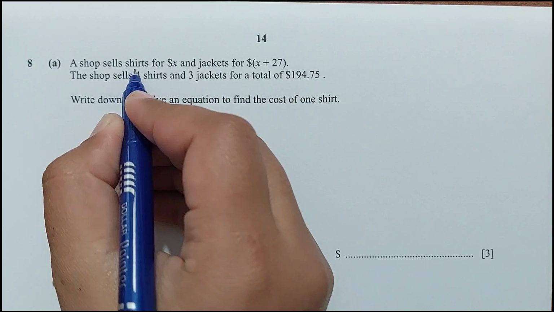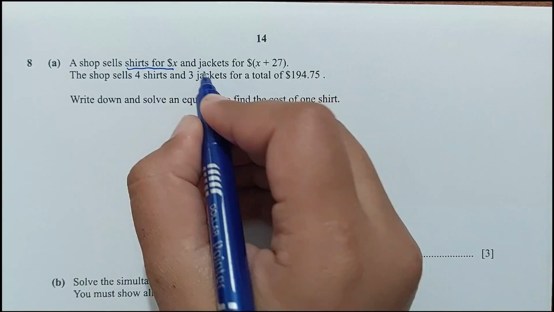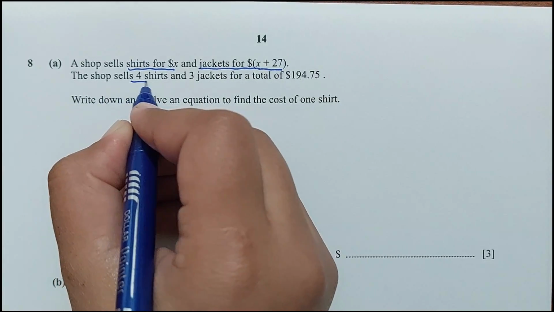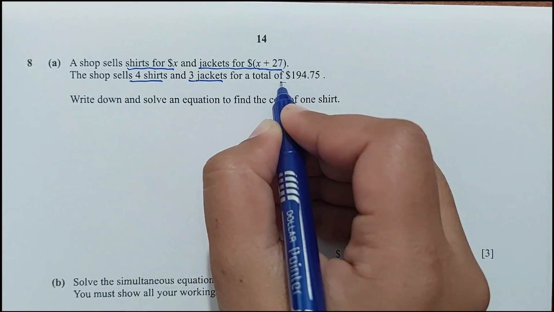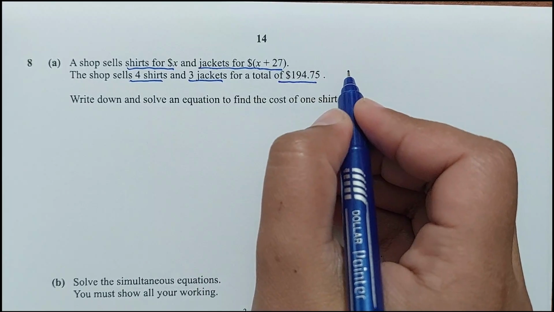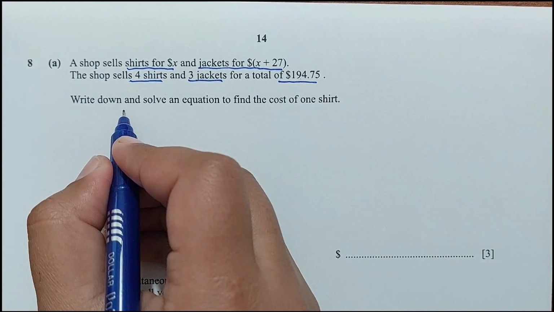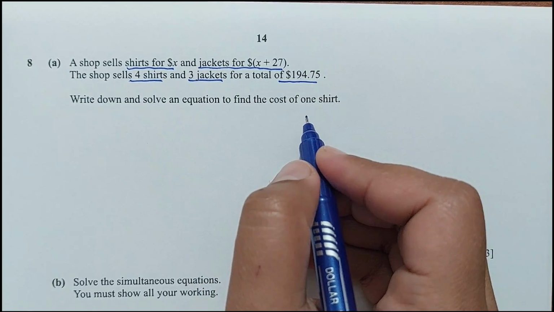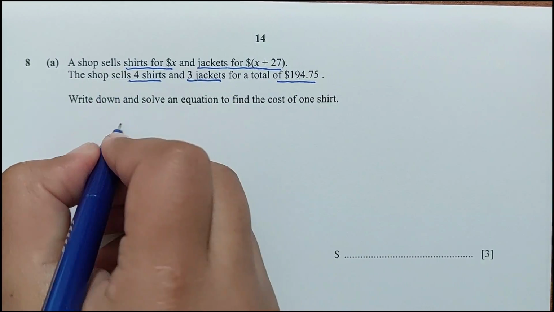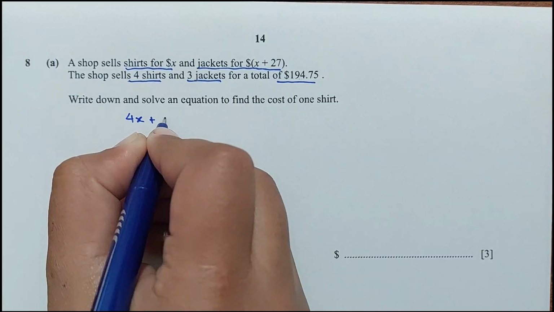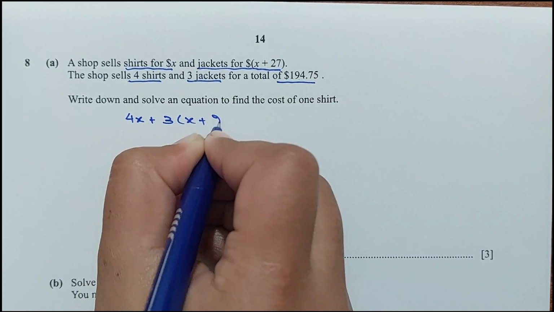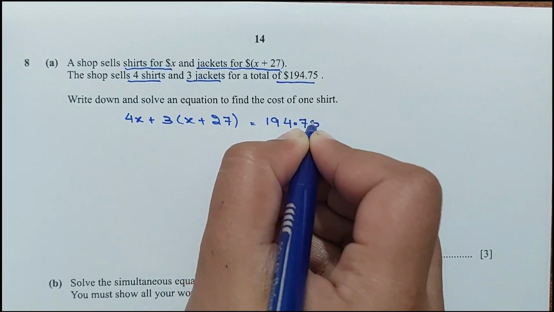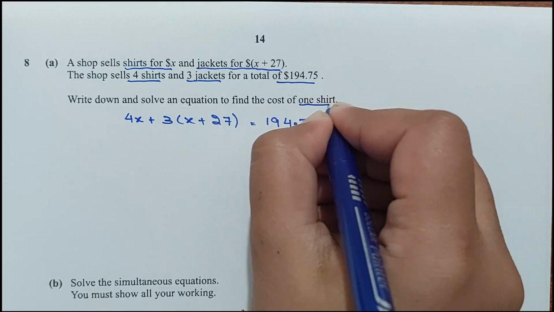Question number 8, part A. A shop sells shirts for x dollars and jackets for x plus $27. The shop sells 4 shirts and 3 jackets for a total of $194.75. Write down and solve an equation to find the cost of one shirt. The cost of 4 shirts is 4 times x, and of 3 jackets is 3 times x plus 27, and the total cost is 194.75.